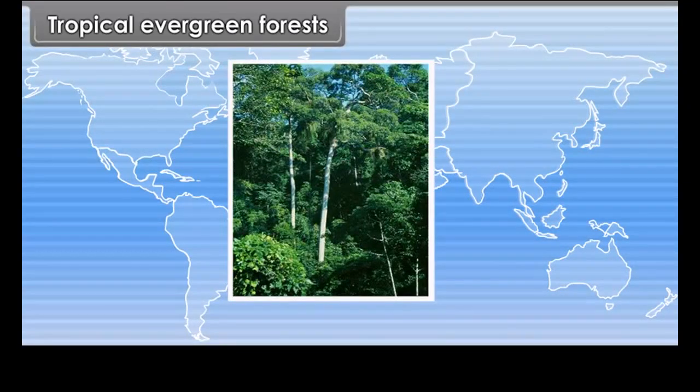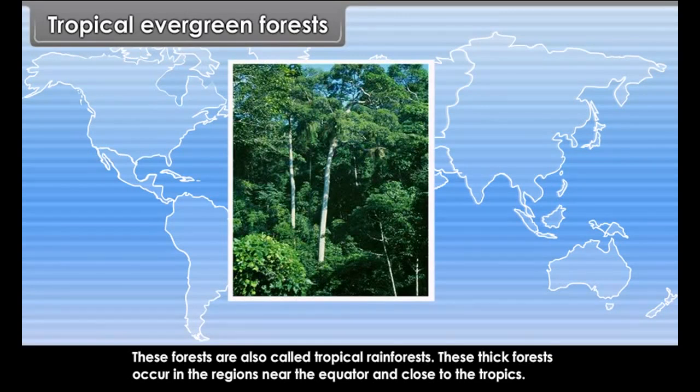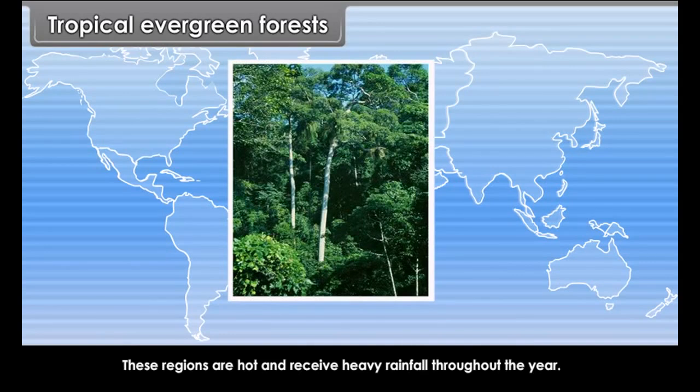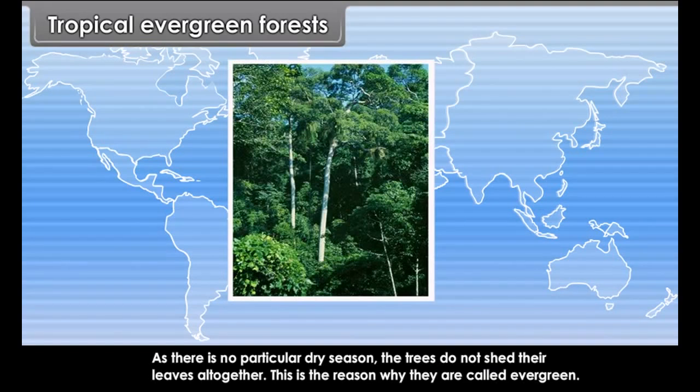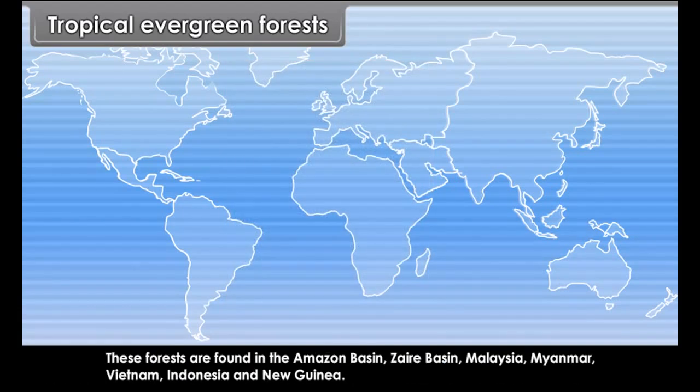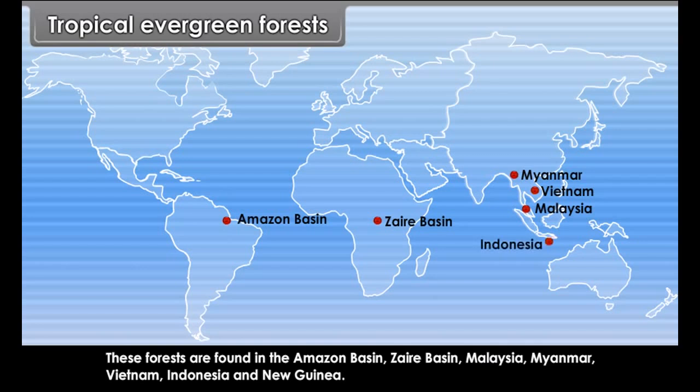Tropical evergreen forests. These forests are also called tropical rainforests. These thick forests occur in the regions near the equator and close to the tropics. These regions are hot and receive heavy rainfall throughout the year. As there is no particular dry season, the trees do not shed their leaves altogether. This is the reason why they are called evergreen. These forests are found in the Amazon basin, Zaire basin, Malaysia, Myanmar, Vietnam, Indonesia and New Guinea.